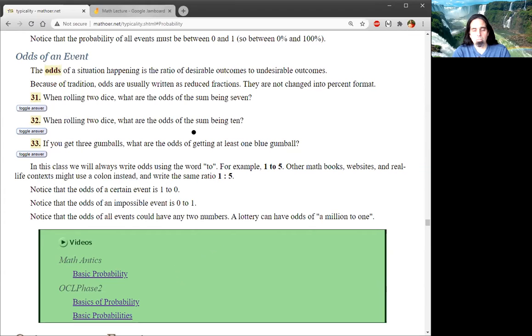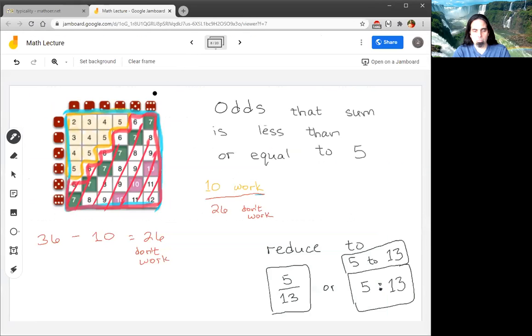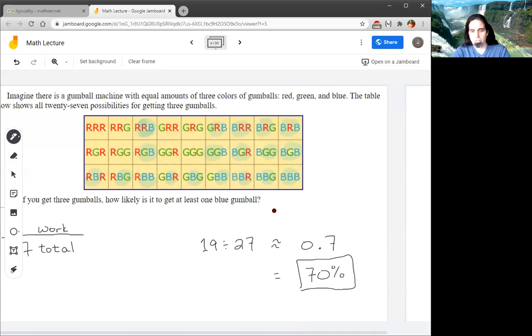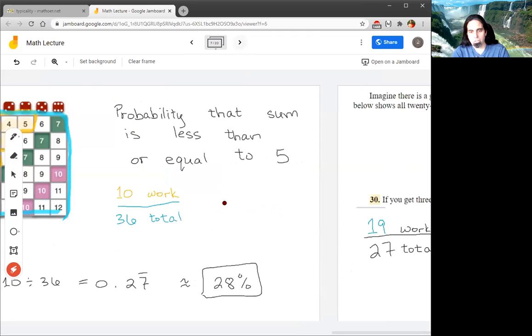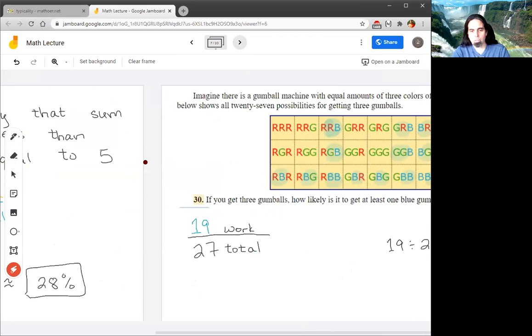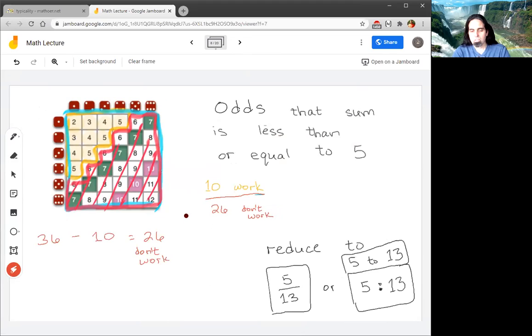So two similar ideas, but different jargon. Probability, the denominator is the total number of things in the whole realm of possibilities. Odds, the denominator is the ones that fail the condition we're looking at, the ones that are undesirable based on that problem. Any other questions?